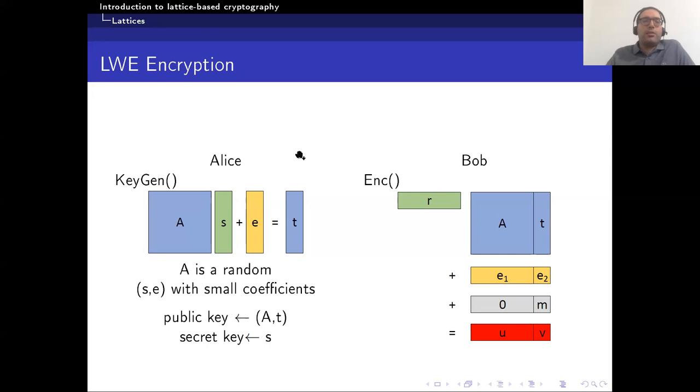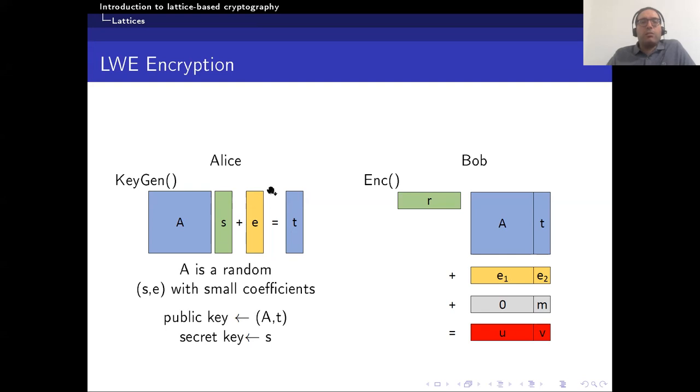At the first stage, Alice will compute A times S plus E. As we discussed, it is a hard problem, and having A and T, you cannot find the value of S, the coefficients of S. A will be a random value, and S and E will have small coefficients. In our real-world crypto system, the values will be only minus one, zero, and one. So A and T will be the public key of Alice.